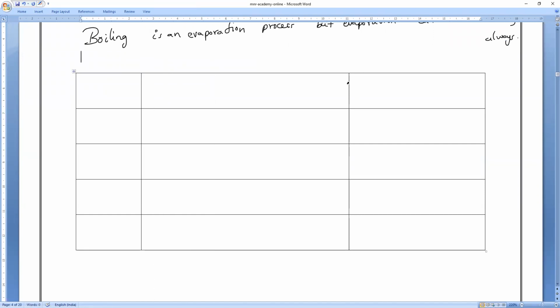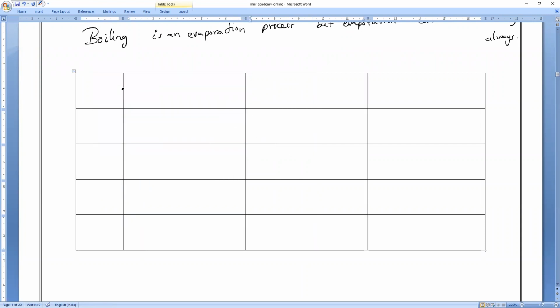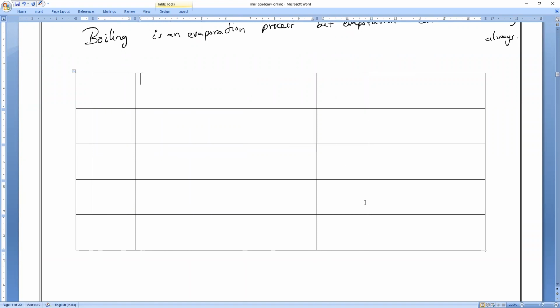First box is parameter. Second box is evaporation. And the third box is what? Boiling. Okay, everybody clear? So this is the tabular column. What is the heading you have to keep? Differences between evaporation and boiling.